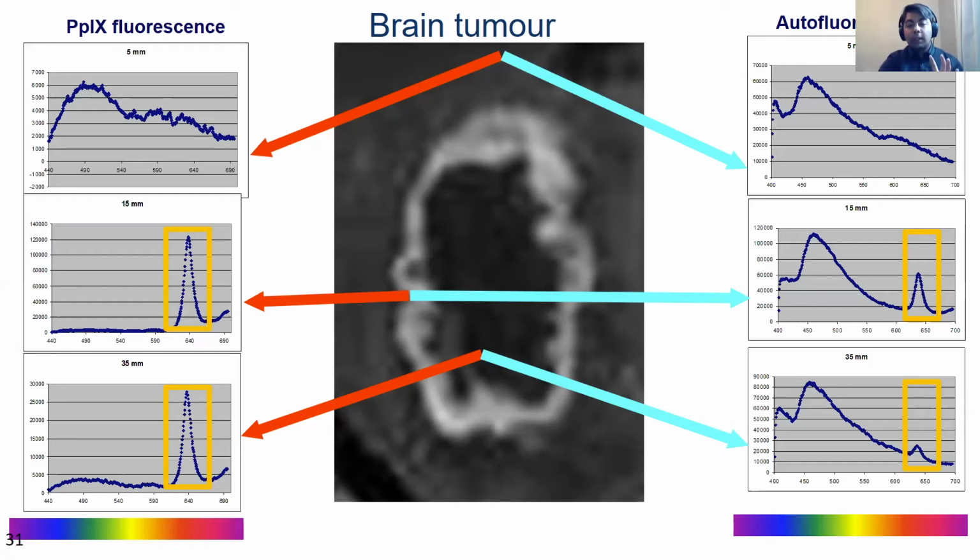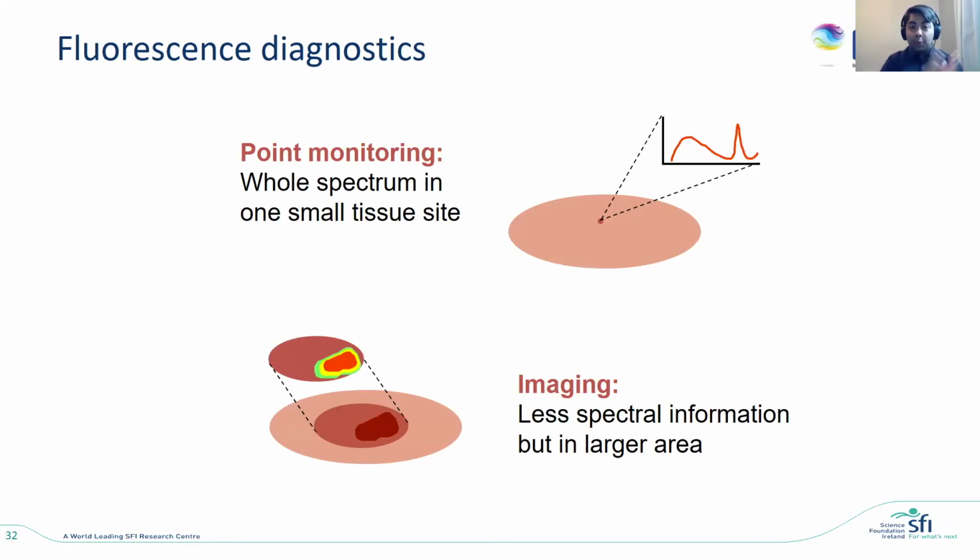So we can probe the tumors with spectral techniques. In this case, with point monitoring, we collect the intensity as a function of wavelength. In this case, we are more molecularly specific. We can also do imaging. In this case, we have less spectral information, but it covers a larger area. So we can always use the technique that is more useful for each application.